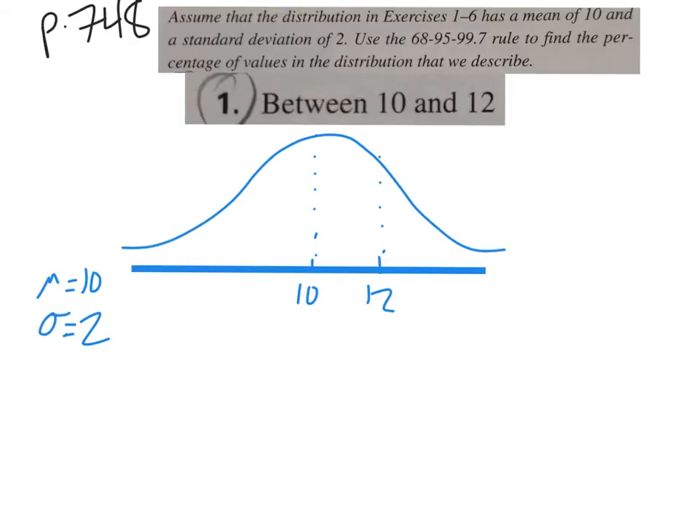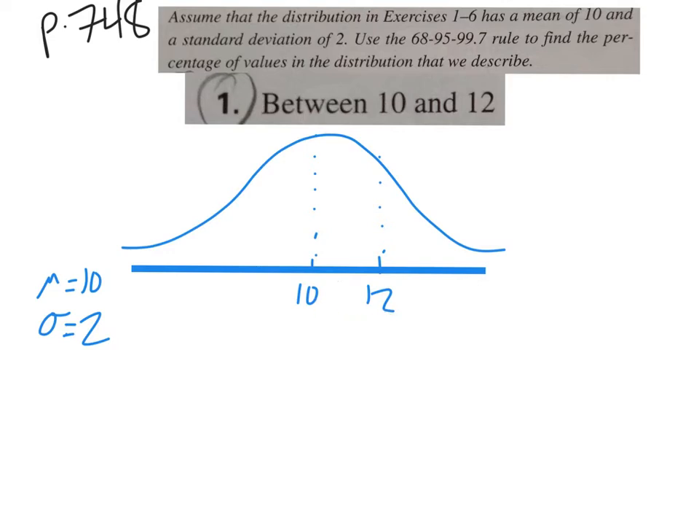So on page 748, we're going to try number 1 here. In the italics it says, assume that the distribution has a mean of 10 and a standard deviation of 2. So I jotted that down on the side just to remind us. And we're going to use this rule to find the percentage of values in the distribution that we describe. So on number 1 here, they're saying what percent of values lie between 10 and 12.